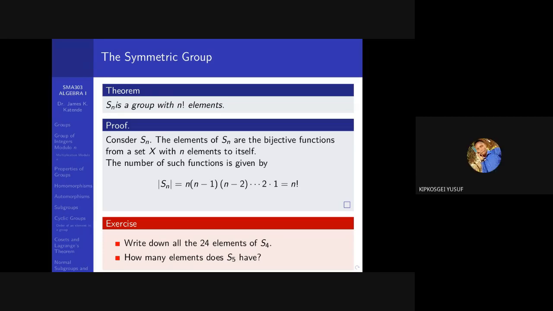$20. 20. What? 120. 120. Okay, that's correct. So you can see how fast these groups are growing. What about S6?